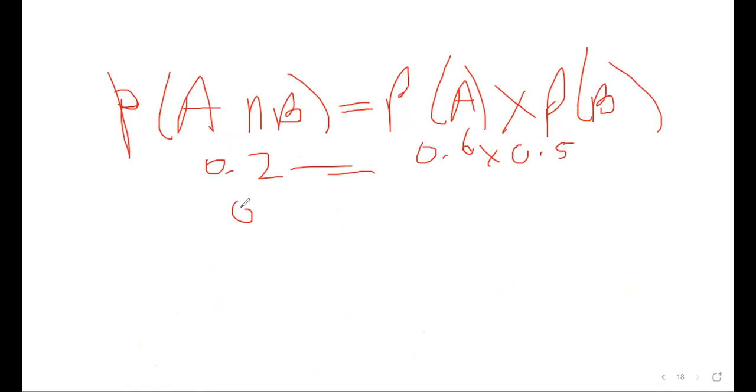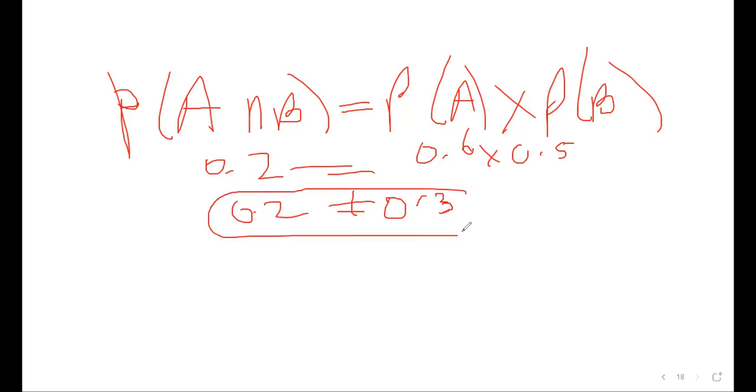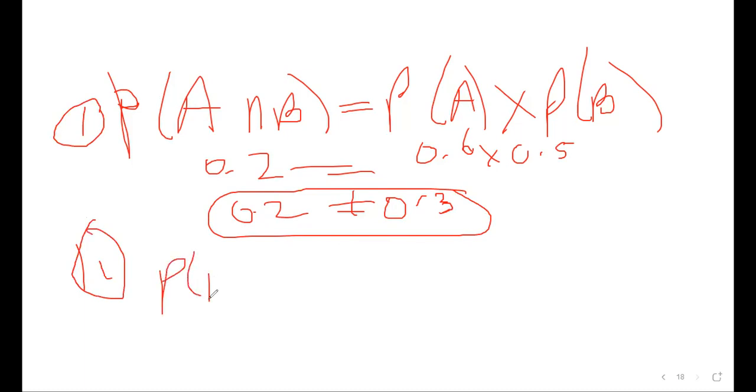So of course 0.2 is not equal to 0.3. So these events are not independent. That's what it means here. This is test number 1. Number 2 test: probability of A given B is equal to probability of A.